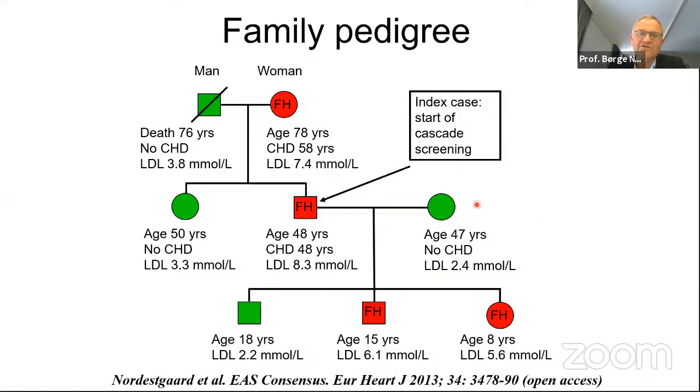Also important is to make a family tree. Here's an index patient, and then you want to look at what about the kids. Here are 2 kids that have FH, and for the parents, it was the mother that had the FH, the round symbol; the square symbol is the male.